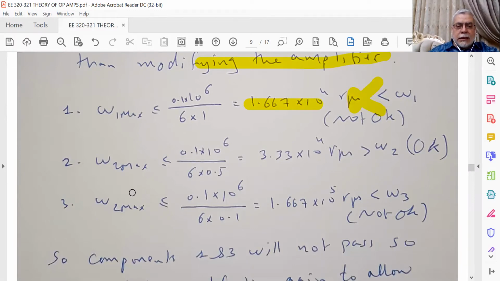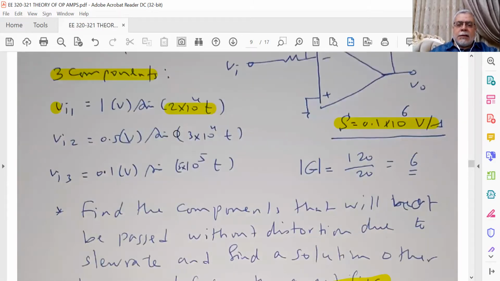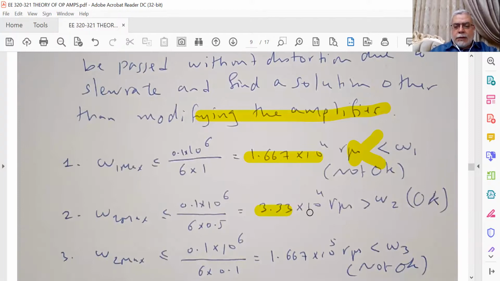Now, the second signal: 0.1 10 to 6 divided by 6 multiplied by 0.5 is 33.3 kilo radian per second. The signal is 30 kilo radian per second. This value is greater than the frequency given, so the signal will pass.